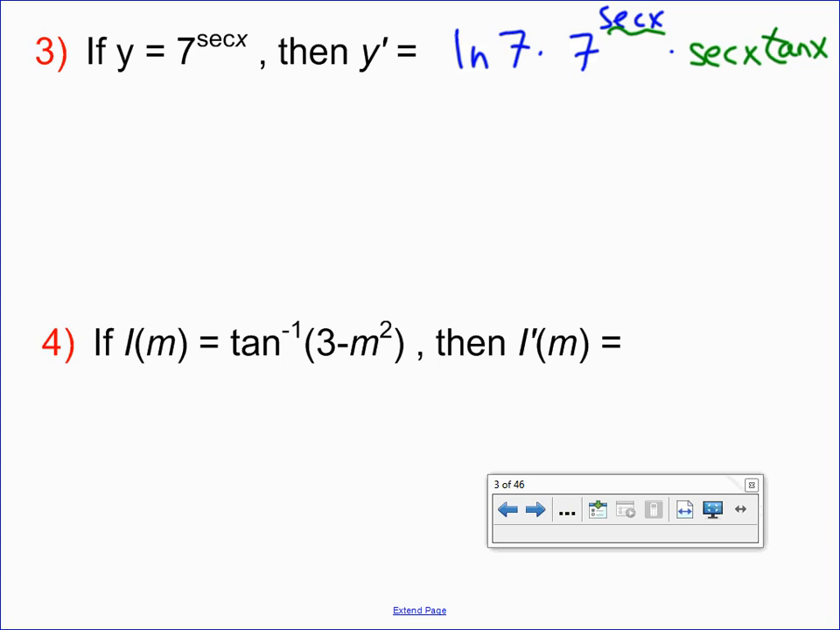Times the natural log of the base, and there's my ln 7. Perfect. I don't know that there are ways to make that look prettier, right? It kind of is what it is. So raise your hand if you got number three correct. Number three? Yes, you guys are great.